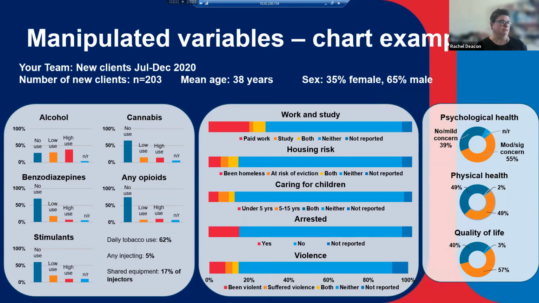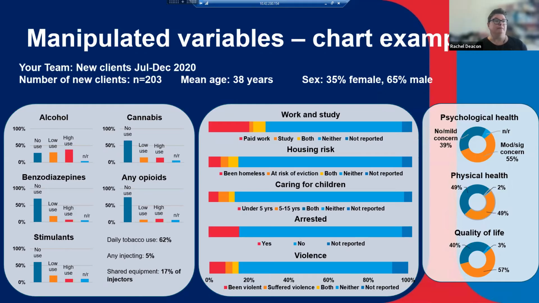So in this group, alcohol is the dominant substance used here, with about 40% indicating high use. There's also some use of benzodiazepines, cannabis, and stimulants as well. An additional manipulation we did here was we combined cocaine use and amphetamine type stimulants use. This may or may not be a good thing for you to do with your data, depending on quality of data and what you're actually looking for.